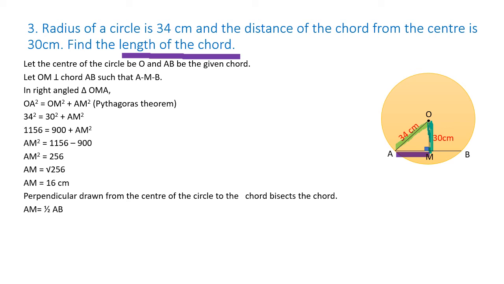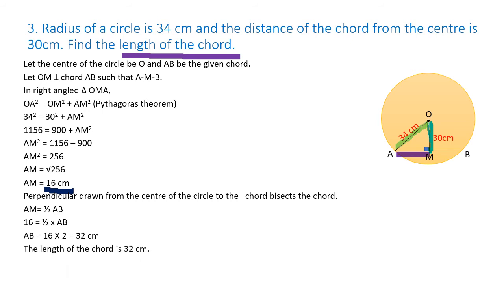Okay. Now when AM is half of AB, we substitute the value of AM as 16. See here, the 16 we will write down here. So 16 is equal to half into AB. So this half goes on the other side, it becomes 2 upon 1, and it becomes 16 into 2, which will be equal to 32. So we have got the length of the chord, which is 32 centimeters.